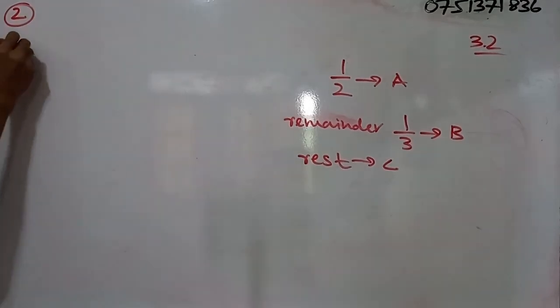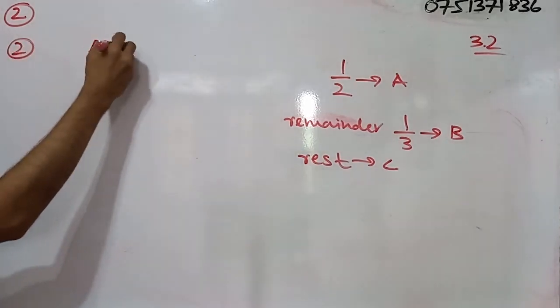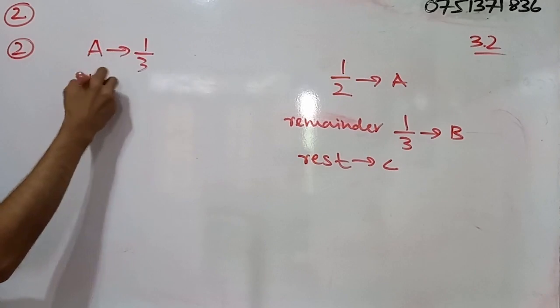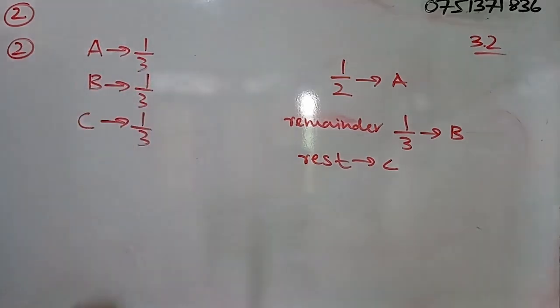So the second part of the question: if instead of dividing the amount in the above manner, it was divided equally between the three, show that the amount that B would receive is twice the amount that he received initially. Right, so now the amount has been divided into 3 equal parts. That means what? A received 1/3, B received 1/3, and C also received 1/3.